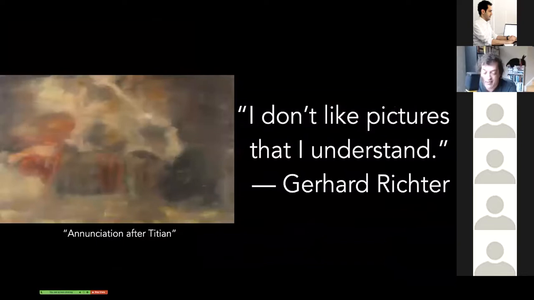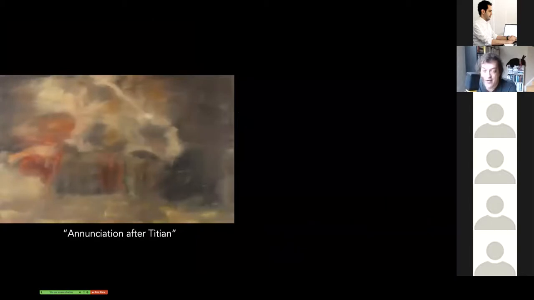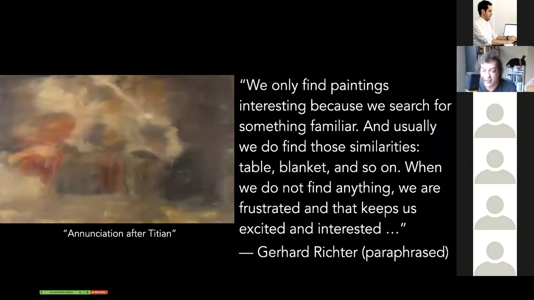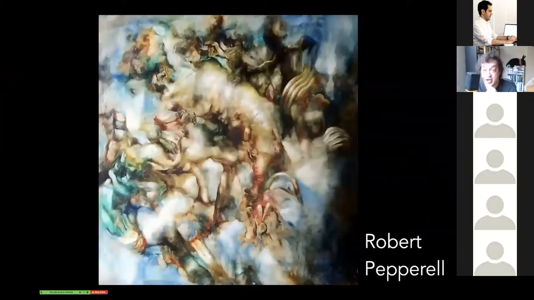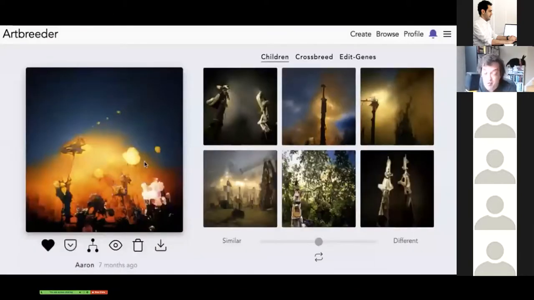And he's even described a perceptual process that may explain what's going on here. He says, we only find paintings interesting because we search for something familiar. And usually we do find those similarities, table, blanket, and so on. And when we don't find anything, we are frustrated, and that keeps us excited and interested. And here's a painting by Rob Pepperell, who coined this term visual indeterminacy. When I first saw this image, I thought GANs, even though this was painted 15 years ago. And one observation I would make here is it seems like GANs are naturally predisposed to producing these indeterminate images that look like modern art.